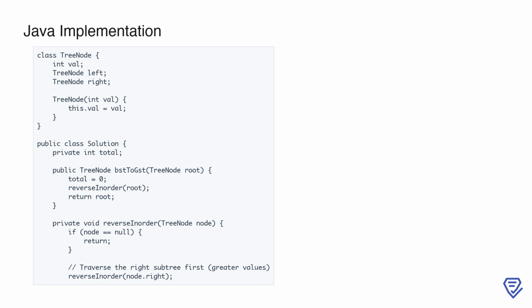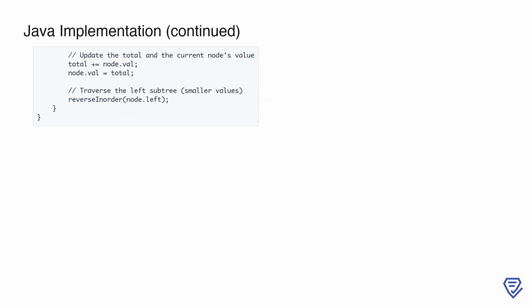The reverse in-order traversal is key to this solution, as it processes the nodes in descending order of their values. The traversal starts by checking if the current node is null, in which case it simply returns, ensuring no further processing occurs for non-existent nodes. Next, we move to the right subtree of the current node, as it contains the larger values in a binary search tree. Once the right subtree has been processed, we update the total variable by adding the current node's value to it. This cumulative total is then assigned back to the node's value, effectively transforming it into the greater sum value. After updating the current node, the traversal proceeds to the left subtree, which contains the smaller values.